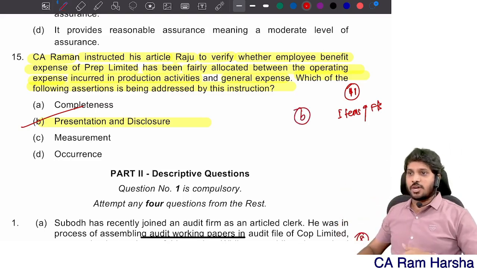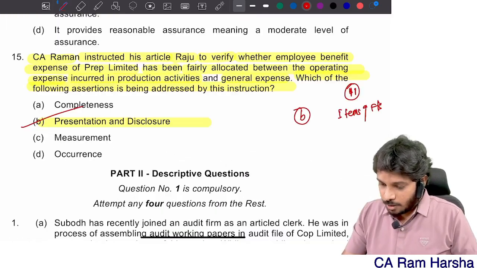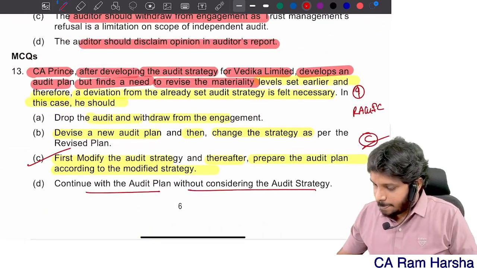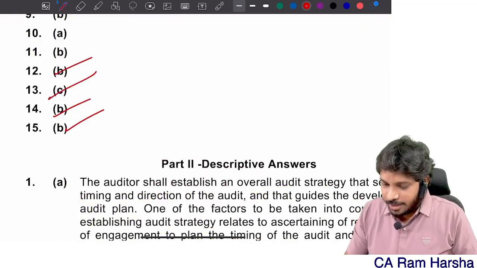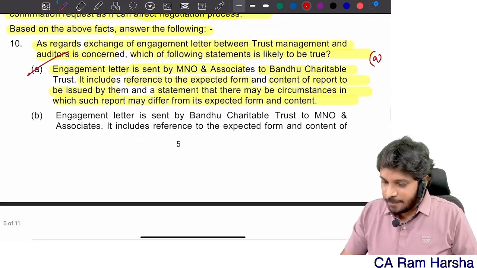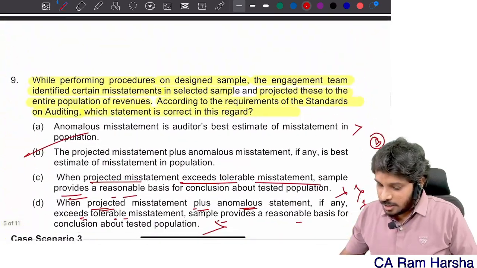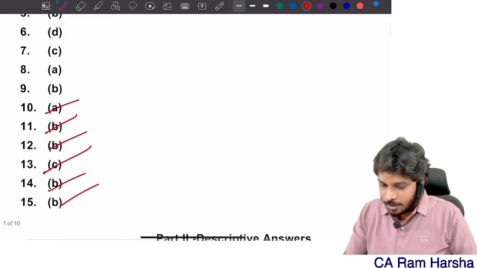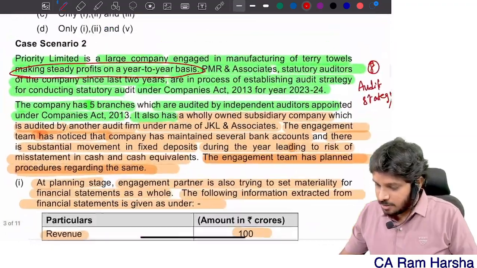Shall we see the answers? Cross verify. Yes. So 15 B, yes or no? And 14, yeah, B. And 13, C, 12 B. Then 11 B and 10 A. Then 9 B and 8 A. 7 C, then 6 and 5 are CD.